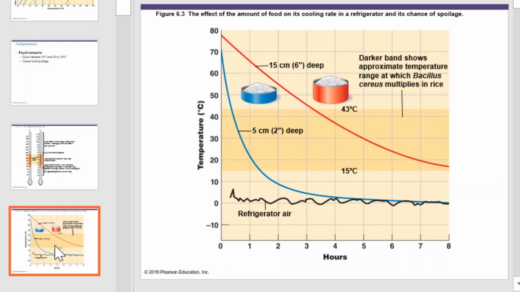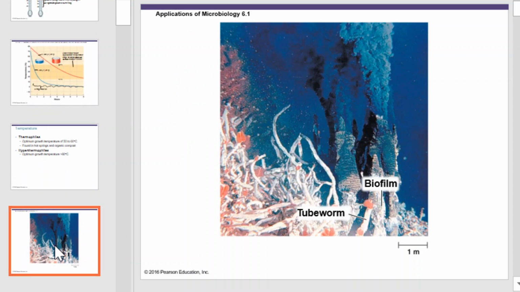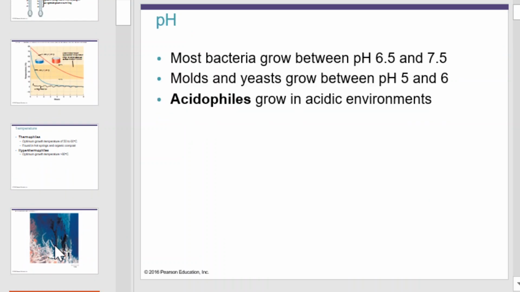Okay. So, just to give you some more terminology associated with temperature, we also have our thermophiles. The thermophiles have an optimum growth temperature of 50 to 60 degrees Celsius, and they're found in hot springs and organic compost. Hyperthermophiles, optimum growth temperature is above 80 degrees Celsius. This is just a picture of those places.